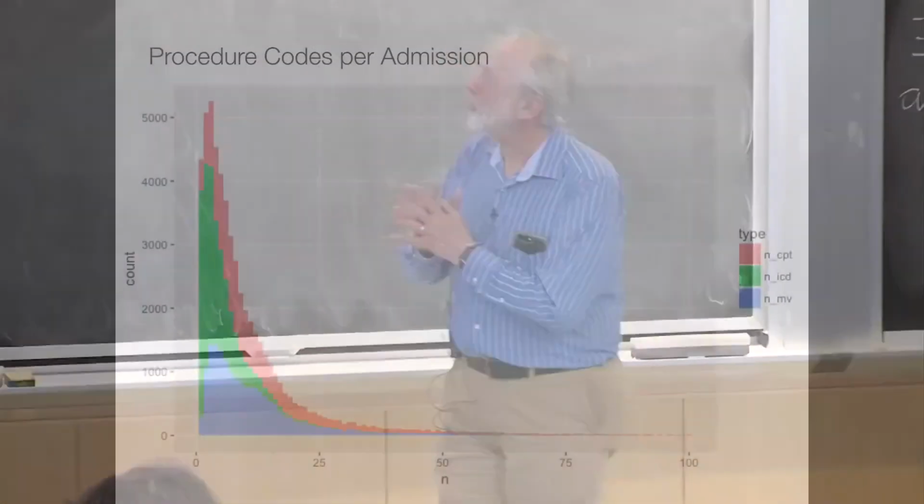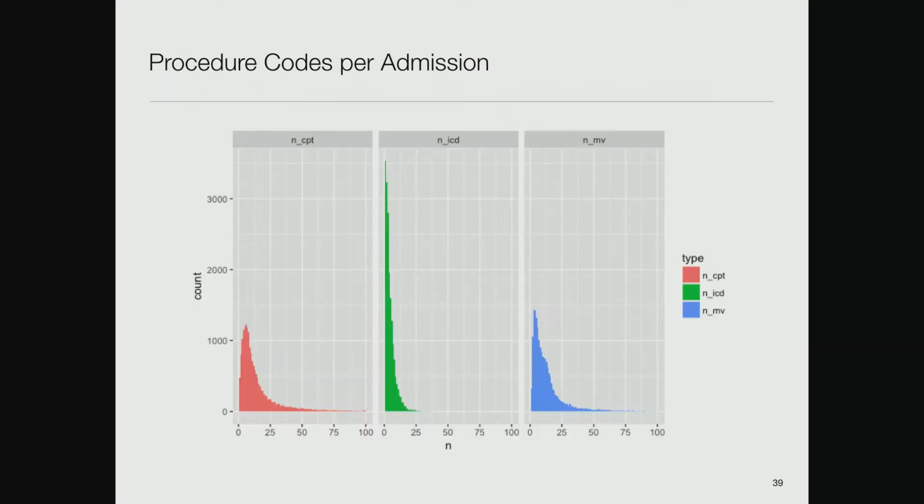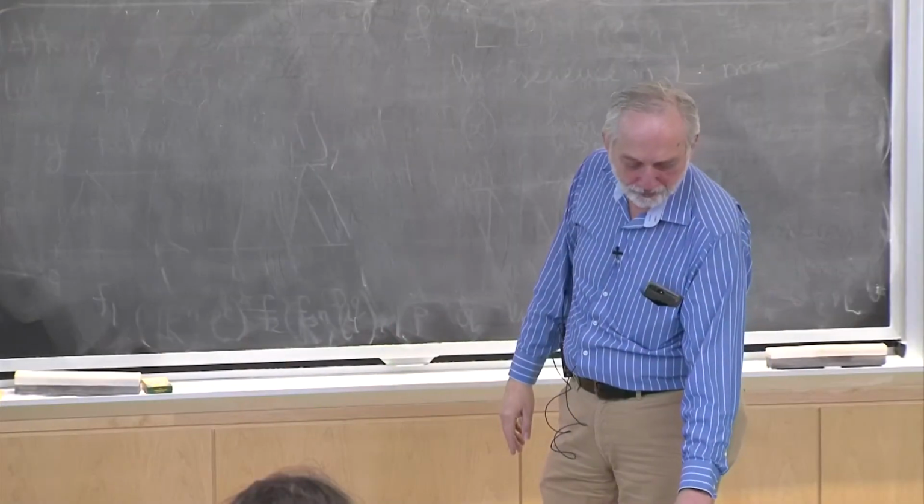Okay, so if you look at the number of all of these codes per admission, you see a distribution like this, or if I separate them out, you see that there are more ICD-9 codes and fewer of the CPT and the codes that are in MetaVision, but they look somewhat similar in their distributions.